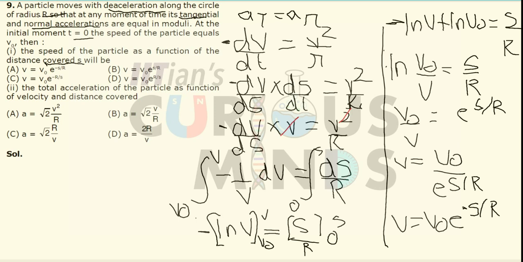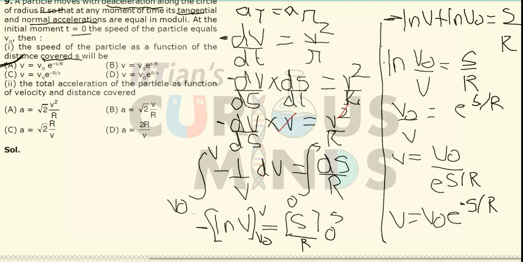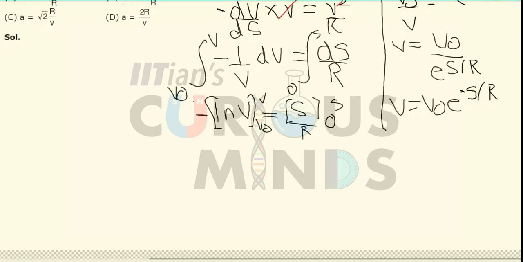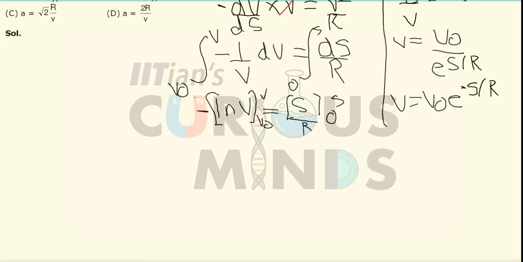Now the first thing we have got is v naught e raised to minus s by R, so the first option will be A. Let us find out the next part, that is the total acceleration. Now I got the value of the normal acceleration. Let us find out the radial acceleration.